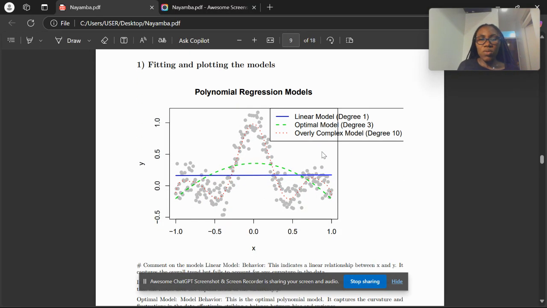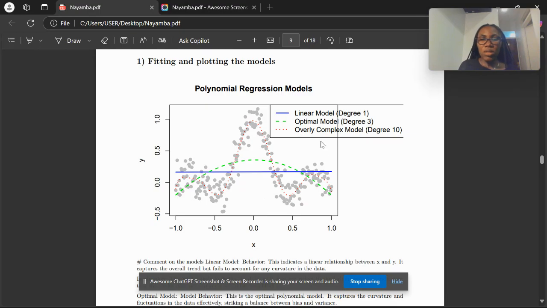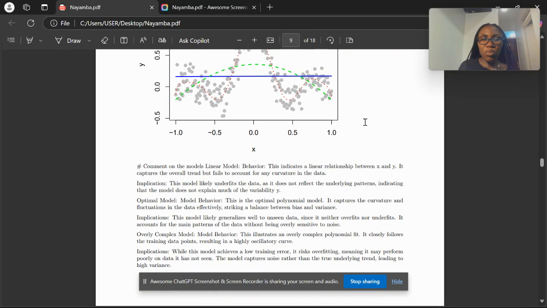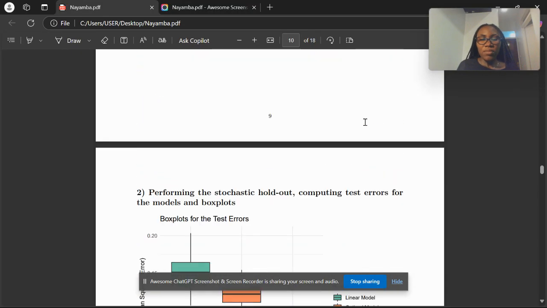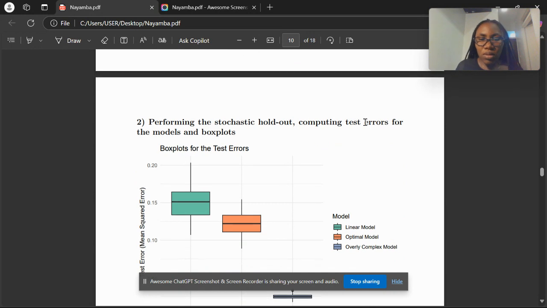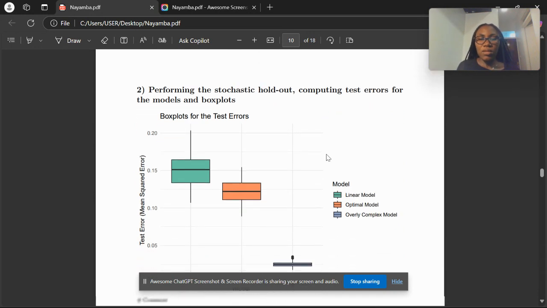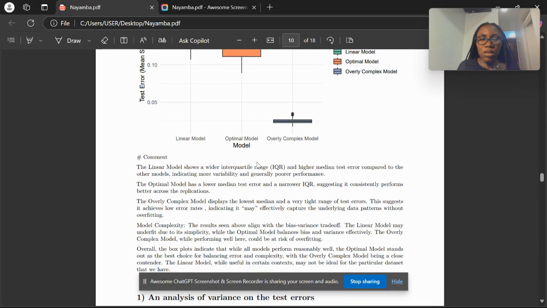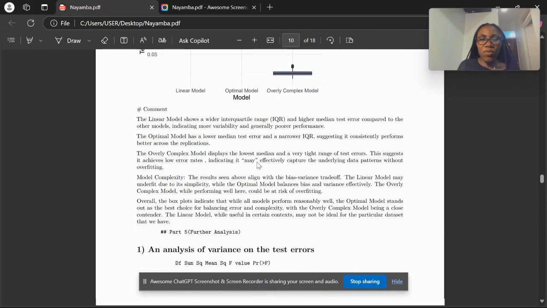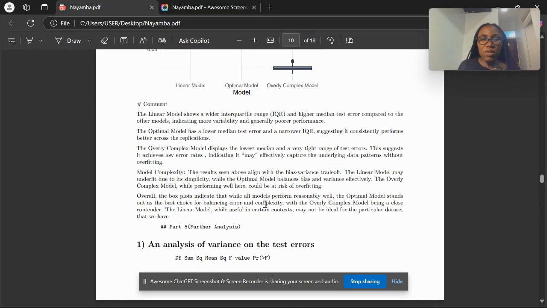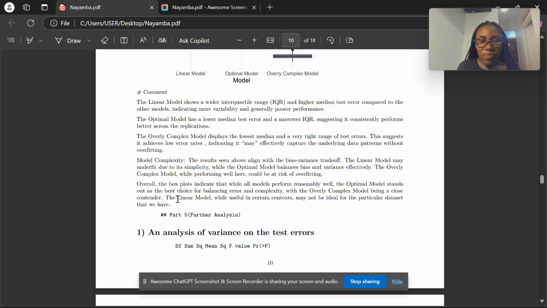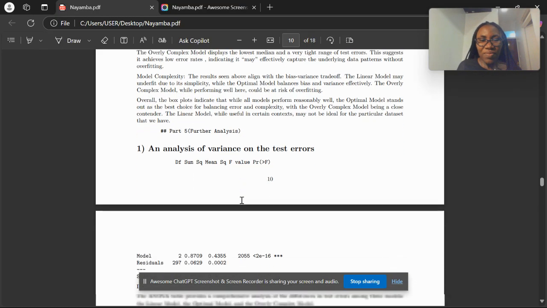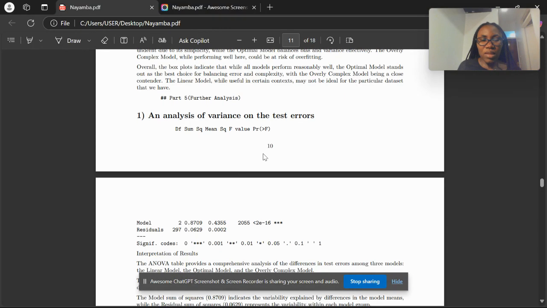This was the plotting of the models: a linear model, the optimal model, and the overly complex model. So from the box plots of the test errors, we are able to conclude that the optimal model stands out of all the models since it achieves the lowest test error.